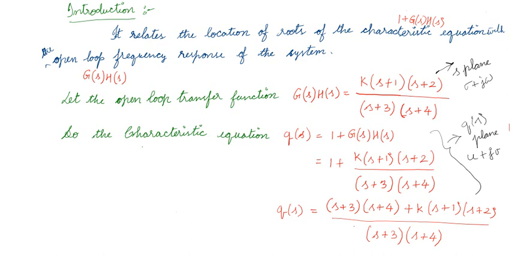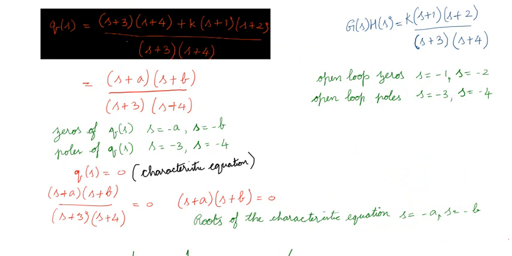Okay, right. Now what I have done is I have brought the Q(s) here, with the denominator being (s plus 3)(s plus 4). I took 1 plus G into H, and I got this expression, right? Now generally, on solving this I would be getting something like (s plus a) into (s plus b). Generally I am writing this; I didn't give any values for a and b. So these are the zeros of Q(s). Then (s plus 3) and (s plus 4) are the poles of Q(s), right? This is my Q(s).